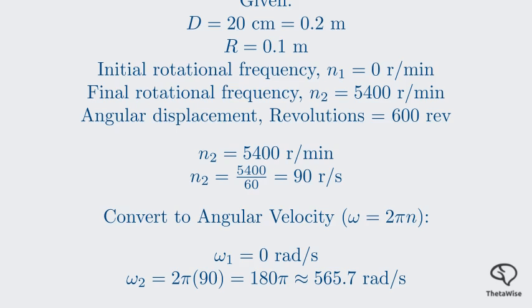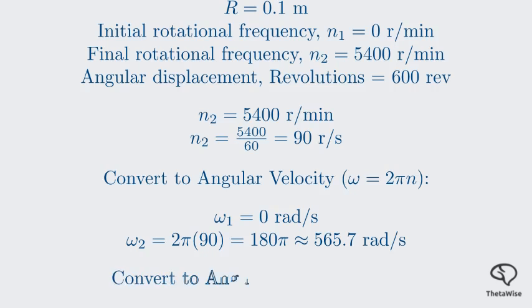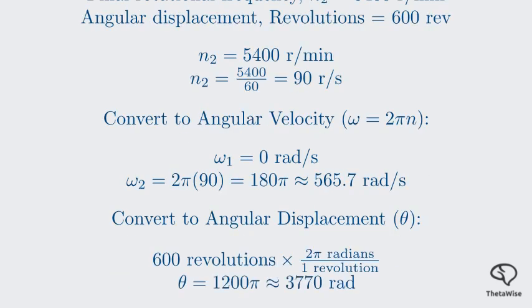This value is crucial for our calculations. Finally, we convert the total revolutions, which represents the angular displacement theta. 1 revolution is 2 pi radians. So 600 revolutions is 600 times 2 pi, which is 1200 pi radians. This is approximately 3,770 radians.